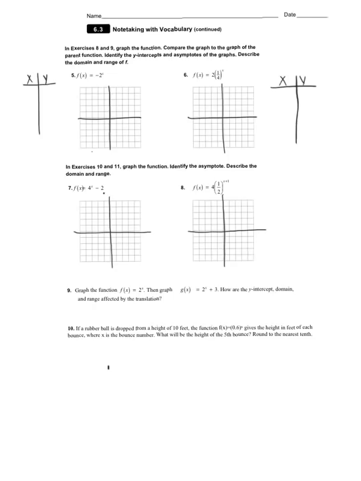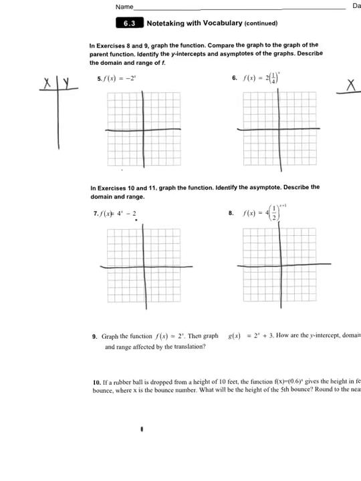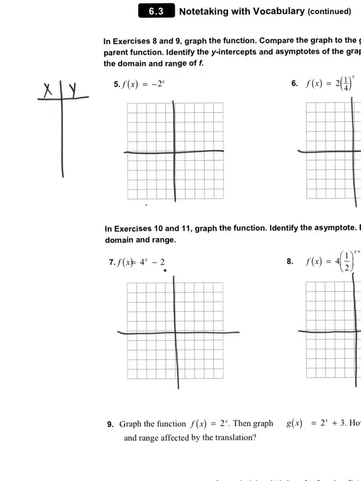Okay, on question 5 and 6, it says compare the graph to the graph of the parent function, identify the y-intercepts and the asymptotes of the graph, describe the domain and range of f. So for these questions, you can either graph them on your calculator or you can make a t-table. I'm going to go ahead and make a t-table here and just graph the points. So on question 5, I'm going to use the numbers -3, -2, -1, 0, and 1, and then I'll just plug those values in to my x value.